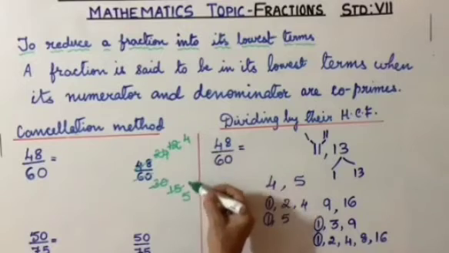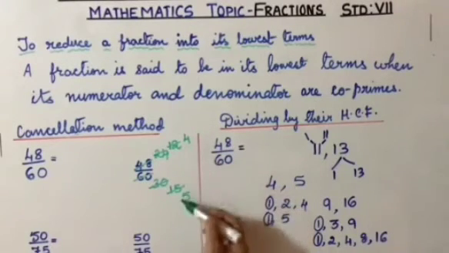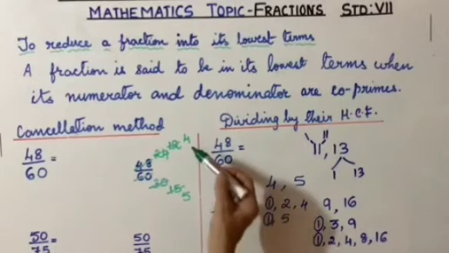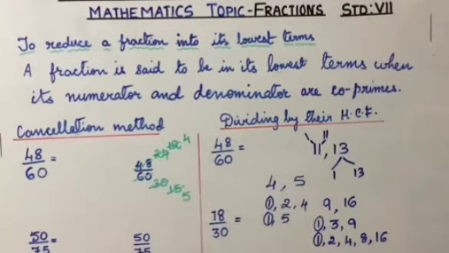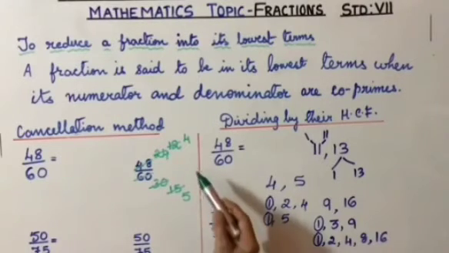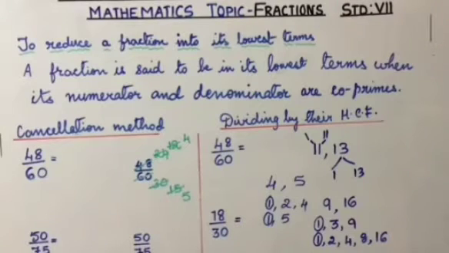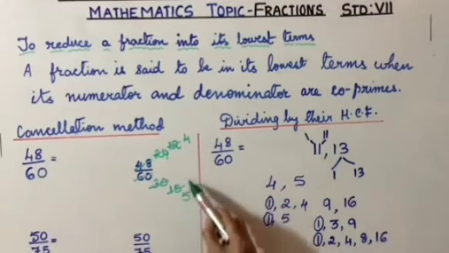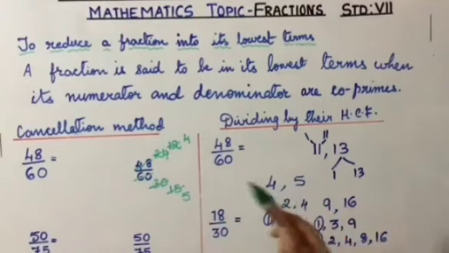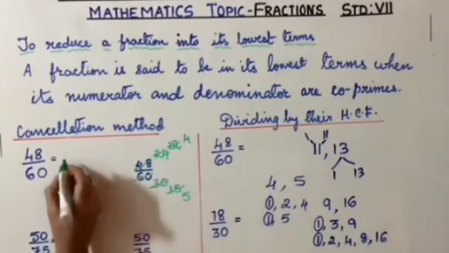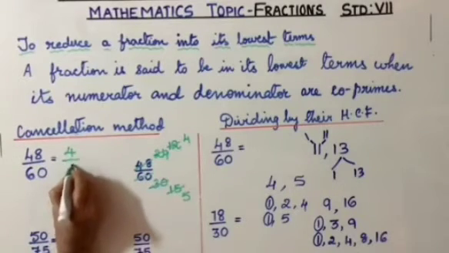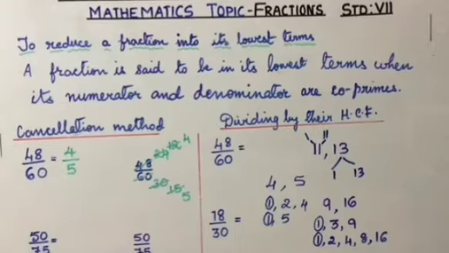So, can you cancel further, children? Can you cancel 4 and 5? Can you think of a number which will divide both 4 and 5? Please think. No, is it not? Because 4 and 5 have only 1 as common. That means this fraction cannot be simplified further. So, the lowest form of 48 by 60 is 4 by 5. Did you all understand? Yes?